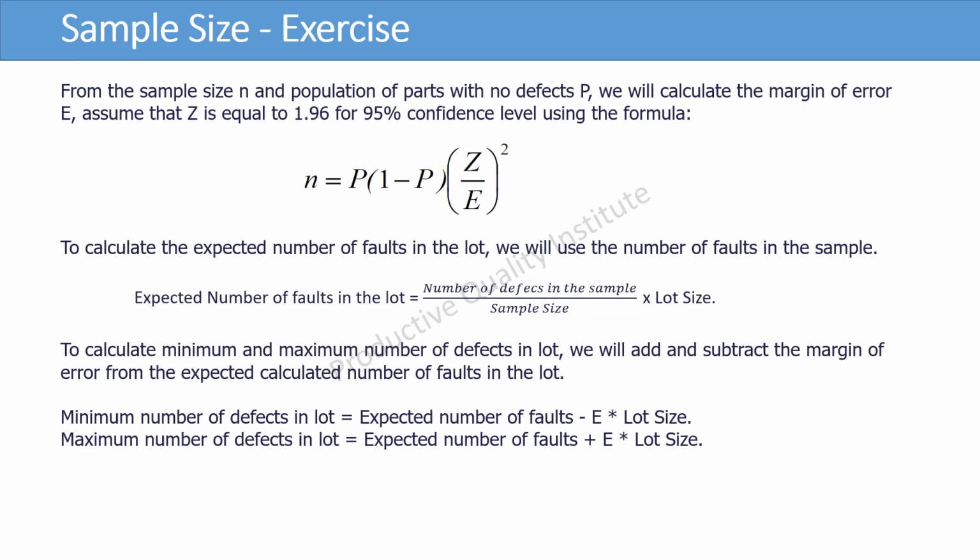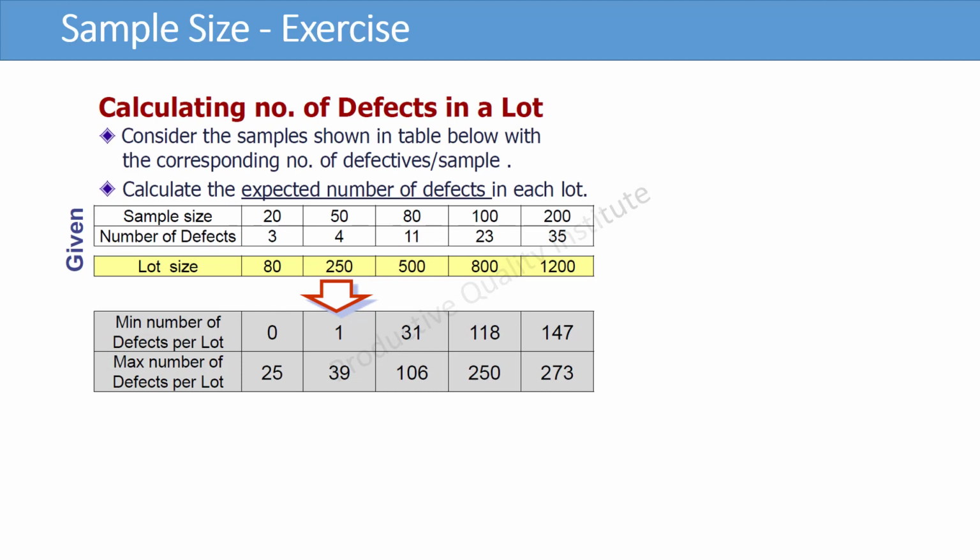Minimum number of defects in the lot is equal to the expected number of faults minus the margin of error, times the lot size. Maximum number of defects in the lot is equal to the expected number of faults plus the margin of error, times the lot size. Please compare your results with the solution of the exercise.